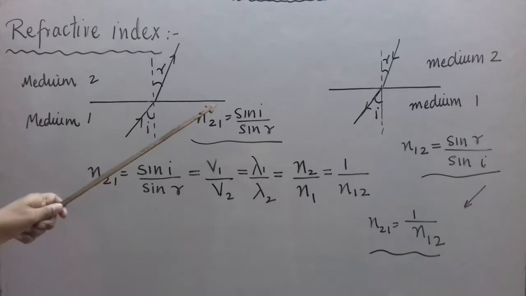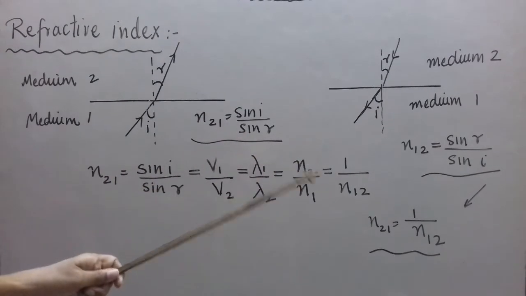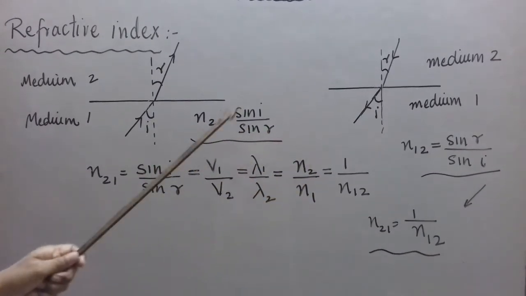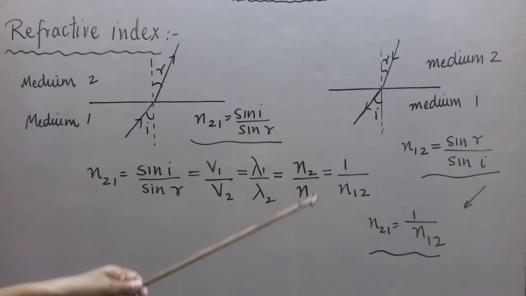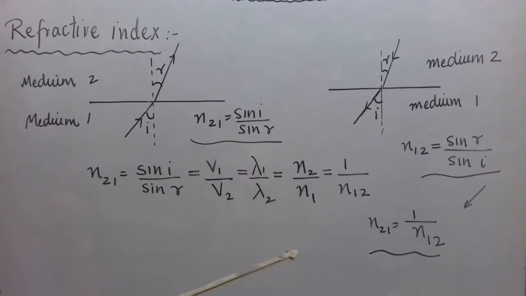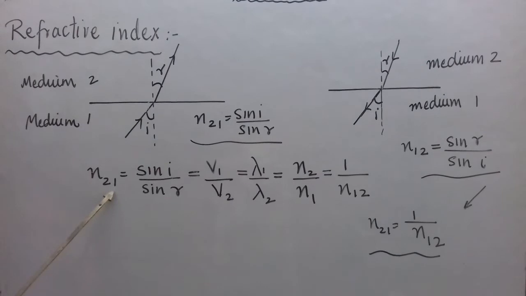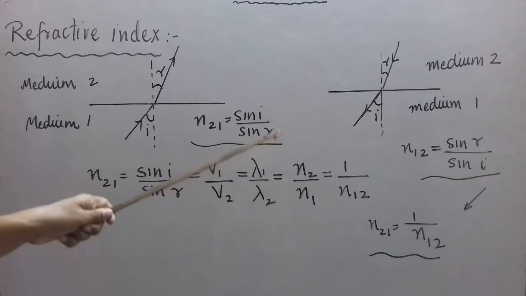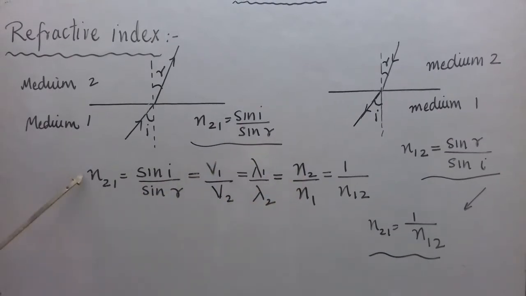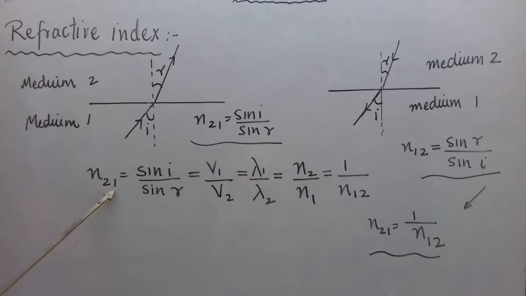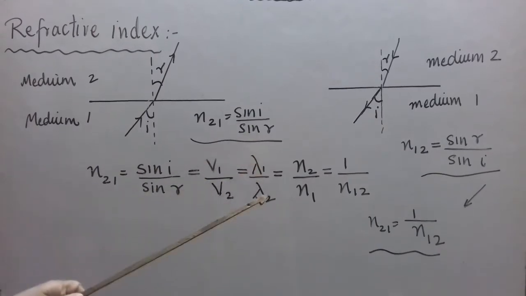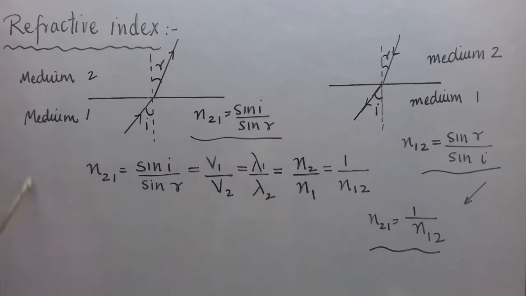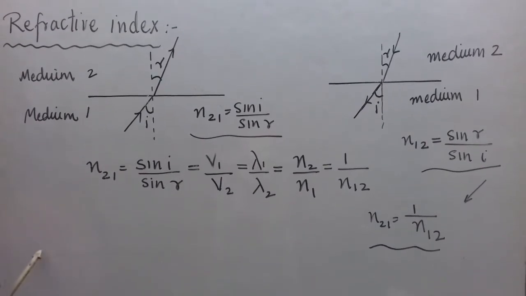Here N21 is sine i upon sine r. There N12 is sine r upon sine i. Both are reciprocal of each other. So I can write N21 is 1 upon N12, because they are reciprocal. So I have got one more expression: N21 is equal to 1 upon N12, or refractive index of second medium with respect to first medium is the reciprocal of refractive index of first medium with respect to second medium. I hope you have understood these expressions very well.